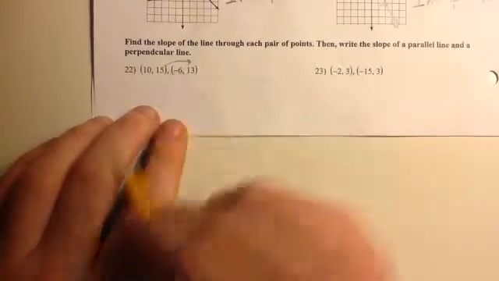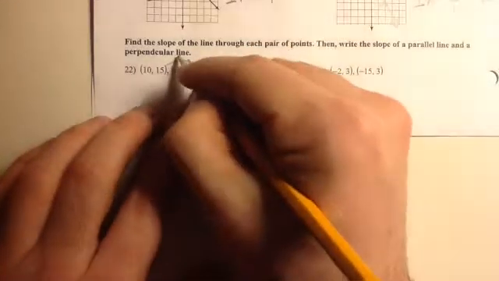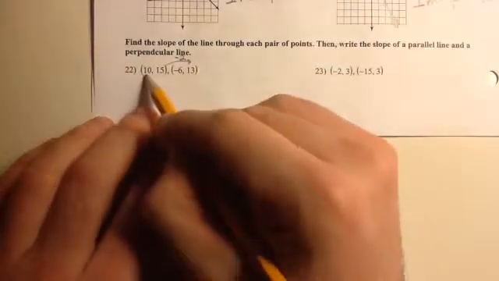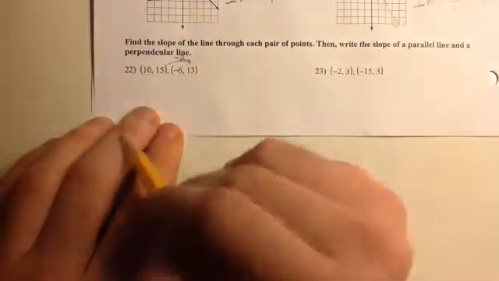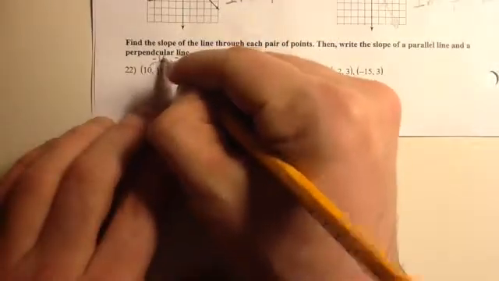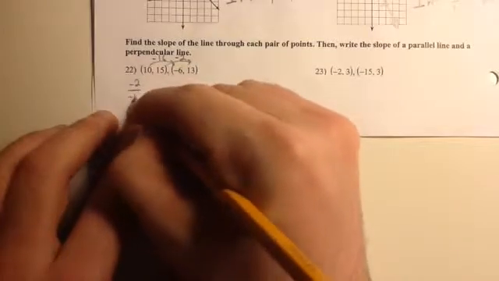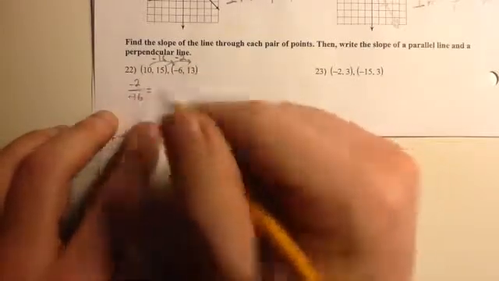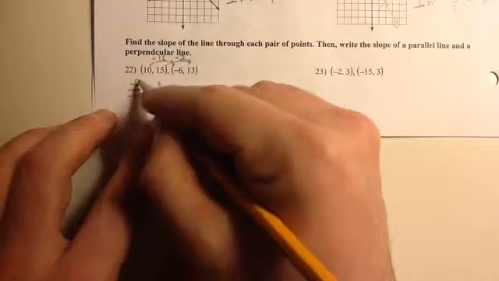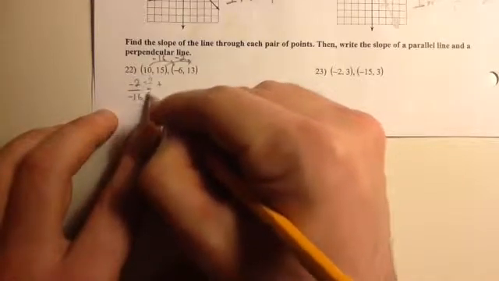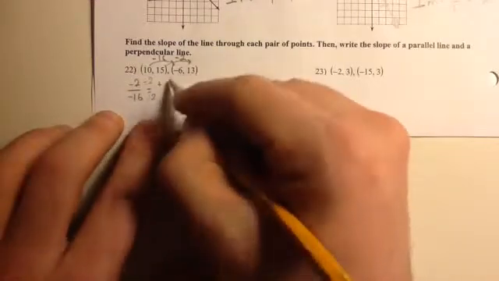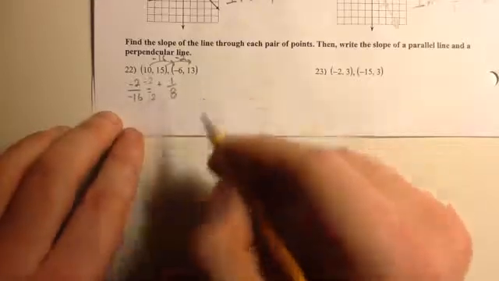My change in y. How far is it from 15 to 13? Decreasing by 2. Change in x. How far is it from 10 to -6? I'm decreasing by 16. So my change in y over my change in x, negative over negative makes a positive. 2 over 16, if you divide the numerator and denominator by 2, you will get 1/8. Okay, so this is a slope of 1/8.